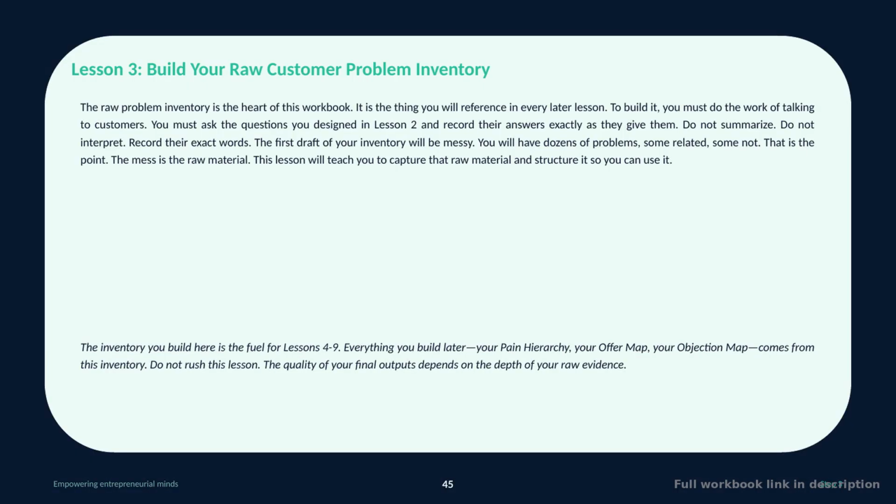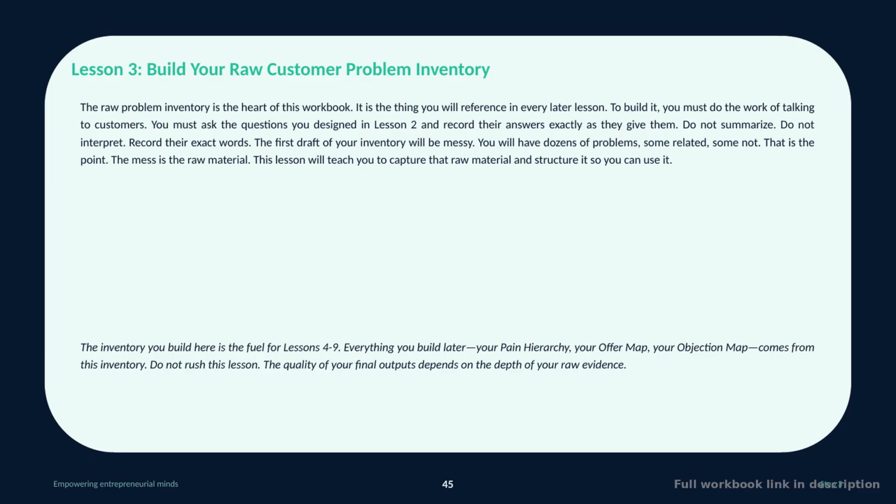The raw problem inventory is the heart of this workbook. It is the thing you will reference in every later lesson. To build it, you must do the work of talking to customers. You must ask the questions you designed in Lesson 2 and record their answers exactly as they give them. Do not summarize. Do not interpret. Record their exact words. The first draft of your inventory will be messy. You will have dozens of problems, some related, some not. That is the point. The mess is the raw material. This lesson will teach you to capture that raw material and structure it so you can use it.